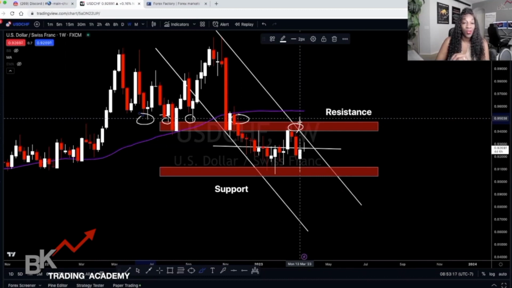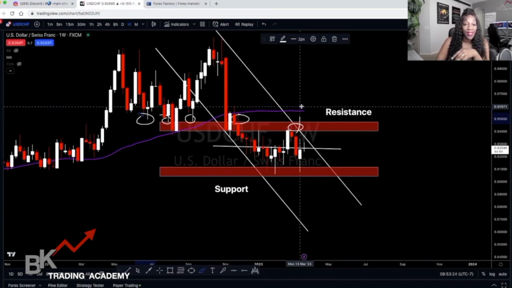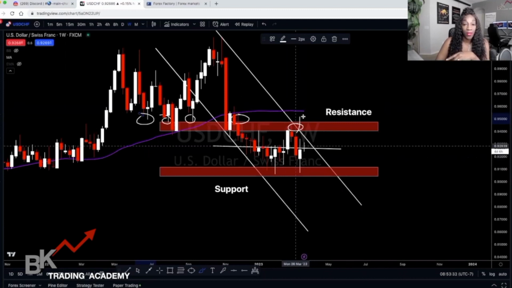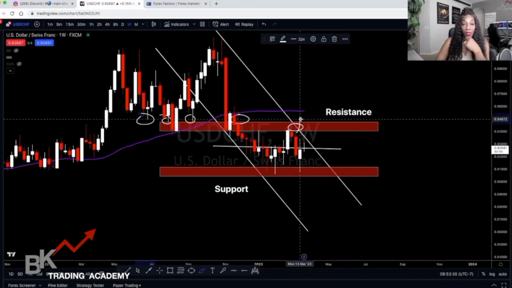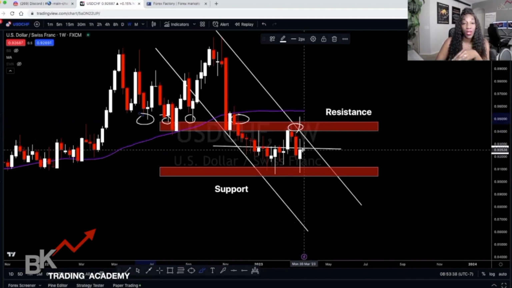Or you can say, if it breaks out of the channel and just so happens to wick in this area, I'm going to add another position here, and then I'm going to put my stop loss above the 50-period moving average. That's how I also like to use the 50-period moving average: I can put my stop loss above it or beneath it, depending on if I'm buying or selling. So that's another way you can use it. But as you can see, this trade would have gone your way.